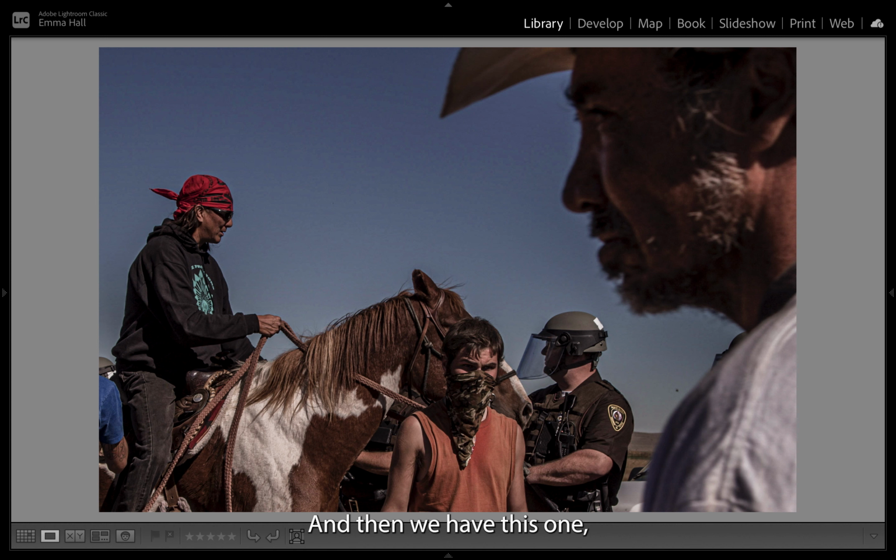And then we have this one. You know, police officer, horse, Native American man, protesters, what's going on, you have questions. You have this guy in the foreground that's kind of blurry, his profile, his cowboy hat. I think it's an interesting moment. I'm not mad about it.